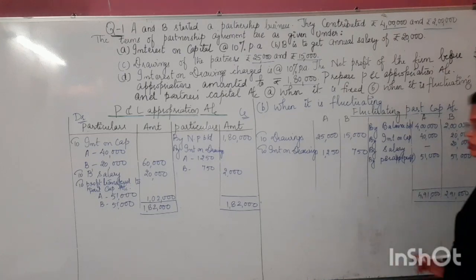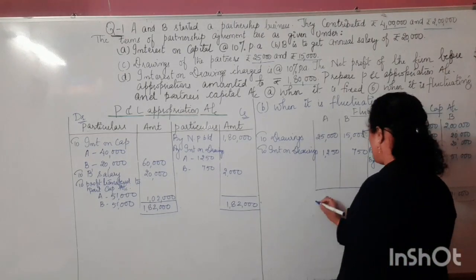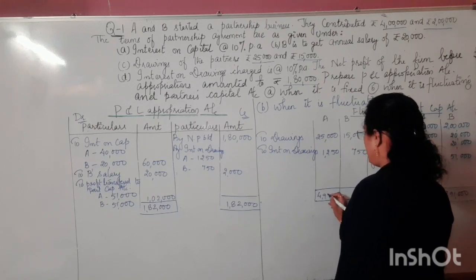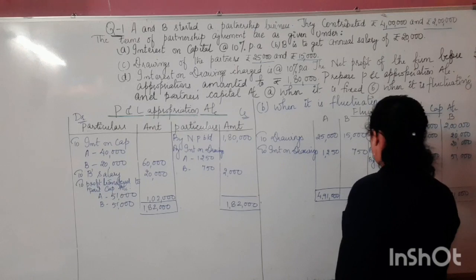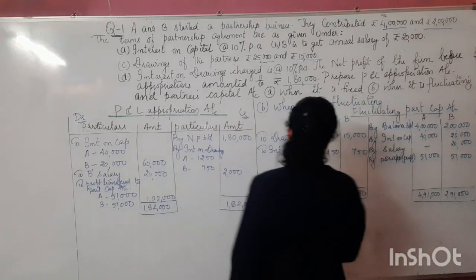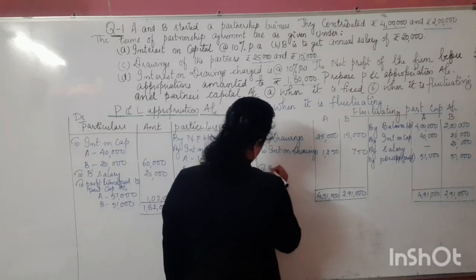The credit side total is more, so the maximum side's total, you know the rule for the ledger posting, has to be written on both the sides. So therefore 4,91,000, and here it's going to be 2,91,000. Okay, now let's find out the balance here.